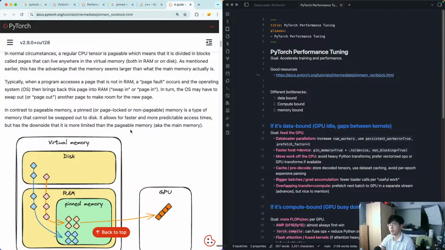and so when you pin memory, we force the content to stay in main memory.